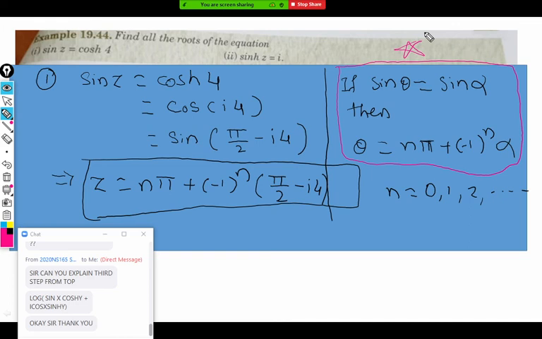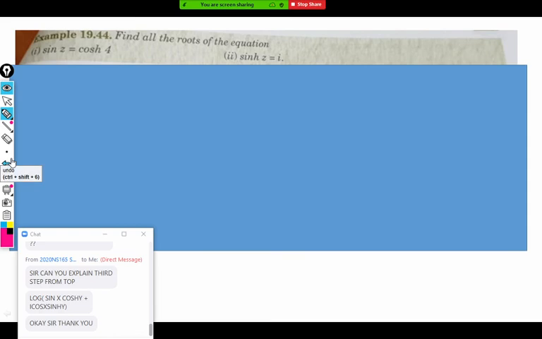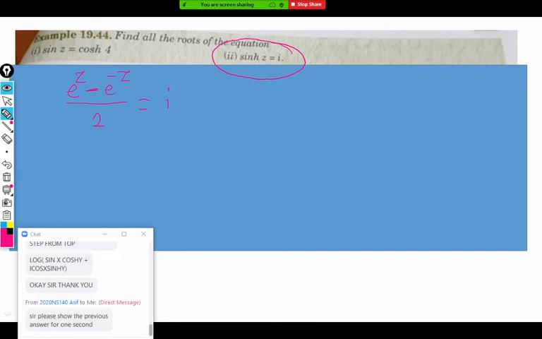Okay, so last question, sine hyperbolic z equal to iota. We have to find out roots of sine hyperbolic z equal to iota. Now one side is a function and other is only a number, so we cannot use those trigonometric identities. So sine hyperbolic z can be written as e raised to z minus e raised to minus z upon 2. This is by Euler's definition of sine hyperbolic z.